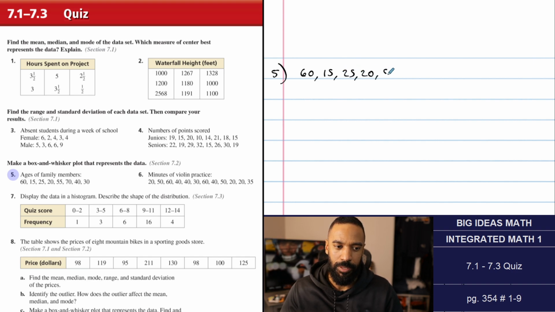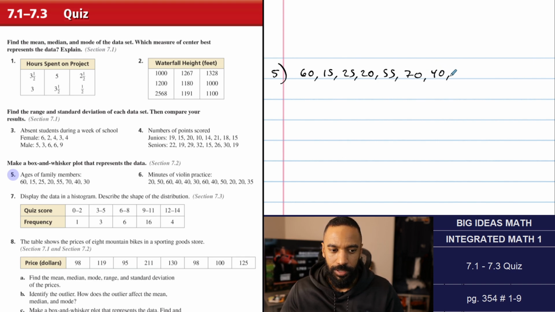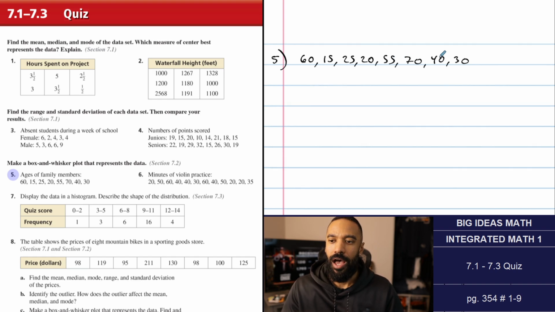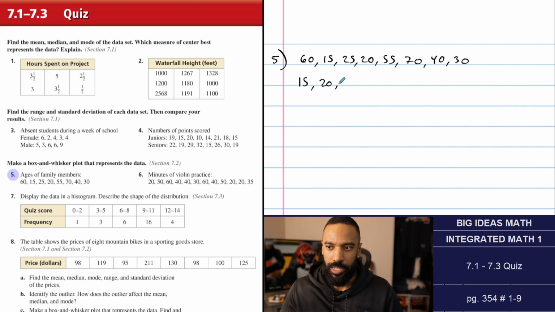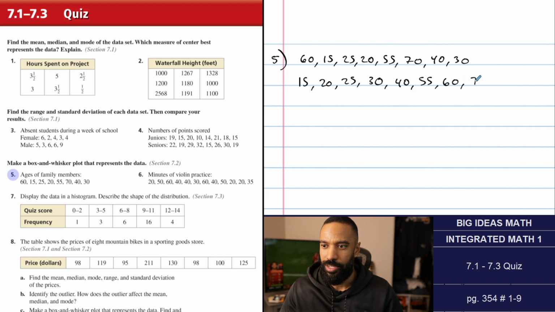Here's the ages of family members. We've got some grandpop-pops. We got a little 15-year-old. Older brother, some cousin. Dad, mom, dad, I don't know. Anyway, you really do want to rearrange these in order first, just bar none. So let's start with the 15-year-old, then 20 and 25, 30, 40, 55, 60, 70. 1, 2, 3, 4, 5, 6, 7, 8. All right, here's rearranged in order here.